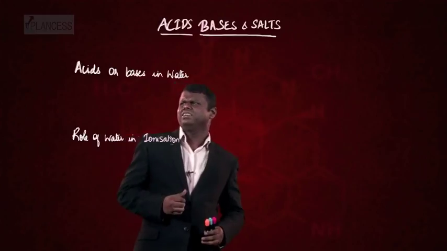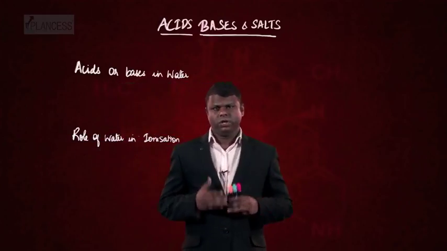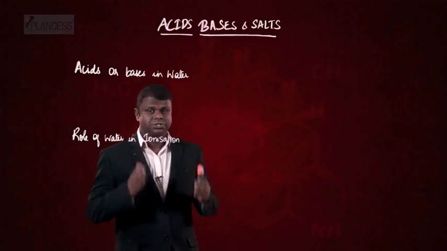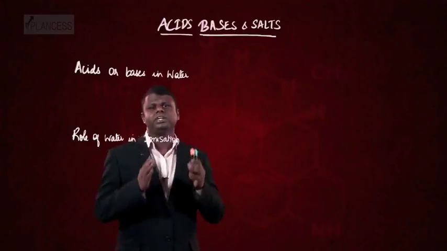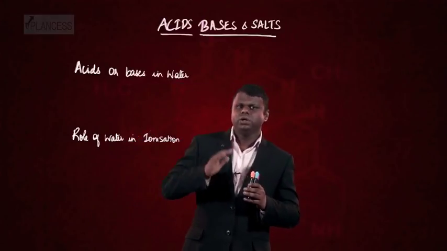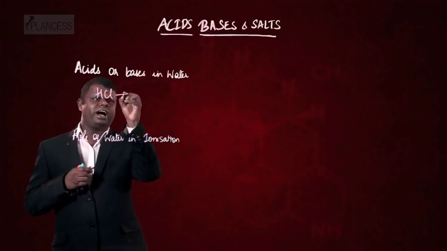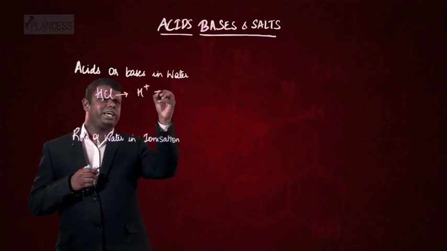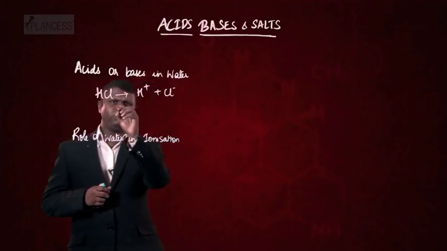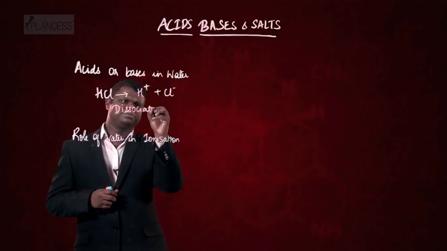Now let's study the role of acids and bases in water. So acids, let's take an example of dry hydrogen chloride gas. Dry hydrogen chloride gas doesn't ionize, but when you have hydrochloric acid dissolved in water, you have HCl ionizing into H plus and Cl minus. Now this ionization takes place in presence of water. Such reactions are called dissociation reactions.